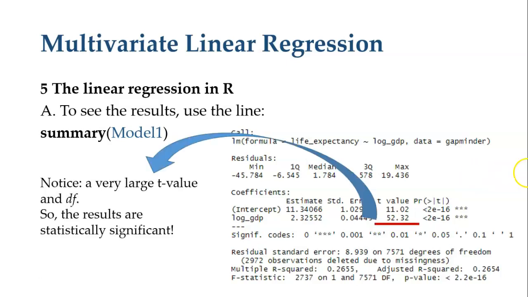Okay, the first thing that I want you to notice is that you have here your log GDP, so this is your independent variable, and you see the t-value of that, in this case, the beta sub 1, or the effect of log GDP on life expectancy. And you can see that t-value has a very large value, right? It's 52. And remember that when there is a normal distribution, in this case you have 7,000 degrees of freedom, so it's a very large sample.